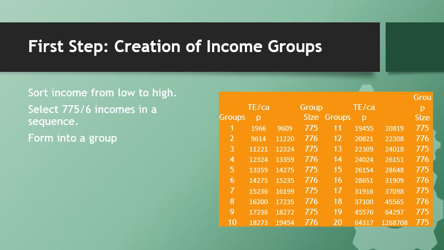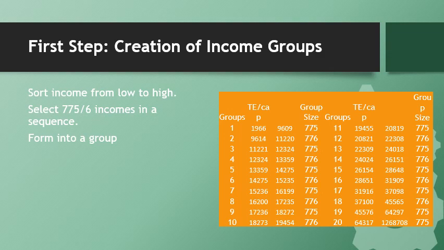The details of this procedure: the first step is to create the income buckets. 1966 is the smallest income. So when we go from 1966 to 9,614, there are 775 households in this. So basically, the first income group goes from 1966 total expenditure per capita to 9,609, and then the second income group goes from 9,614 to 11,220, and the third group goes from 11,221 to 12,324, and so on. Each of these groups has about 775 or 776 people in it.